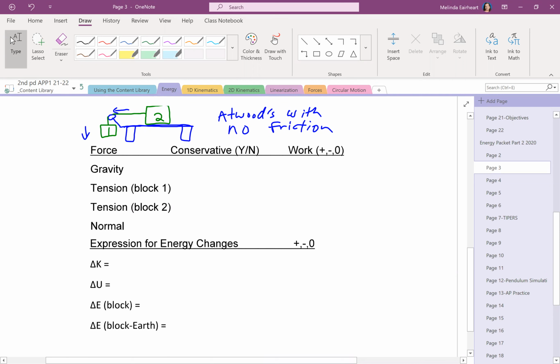So this one's a little different in that regard. And then be very careful, I'll give you a heads up, the tension string is pulling on both blocks, right? And so be careful where you're looking there. So about 5 minutes, give it a try.